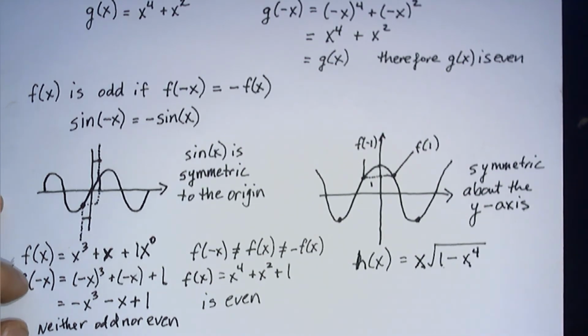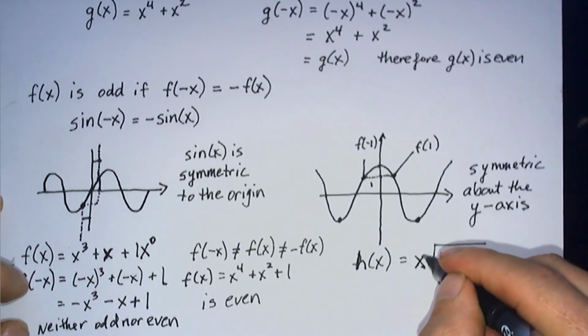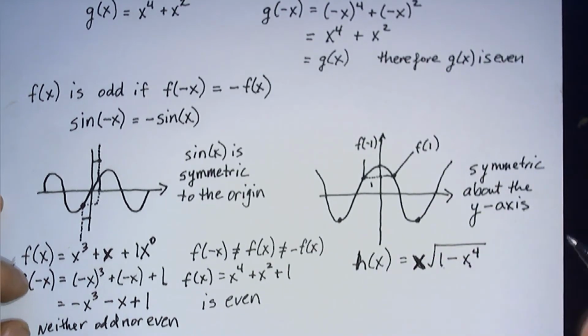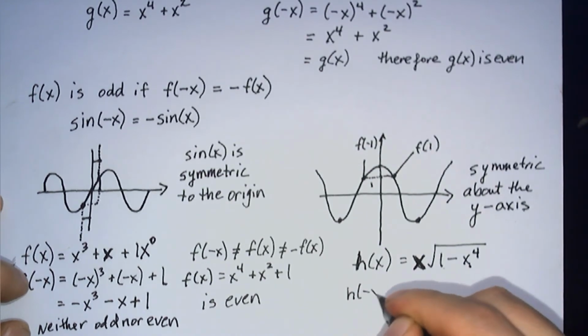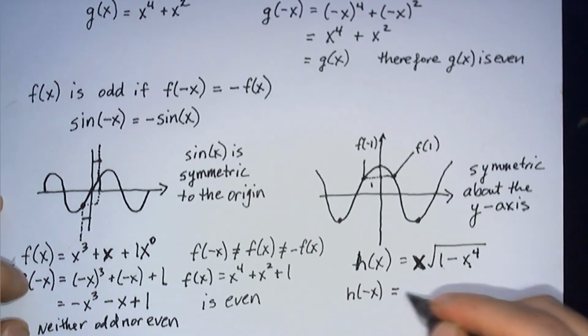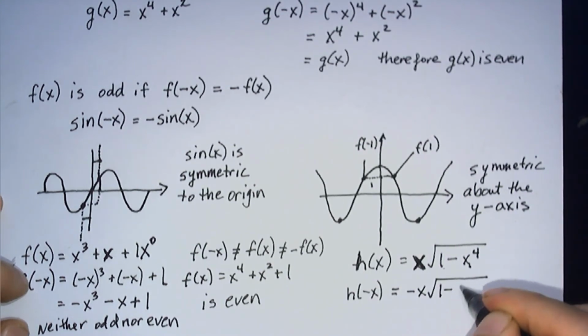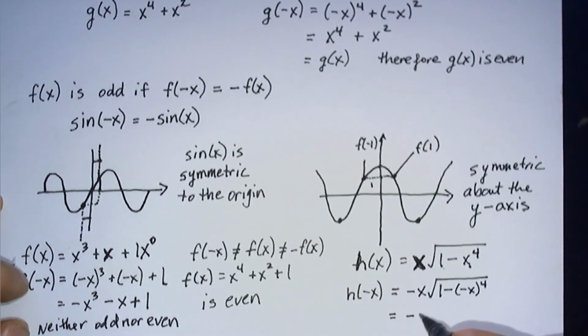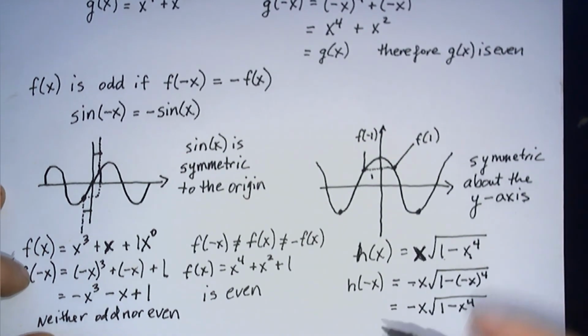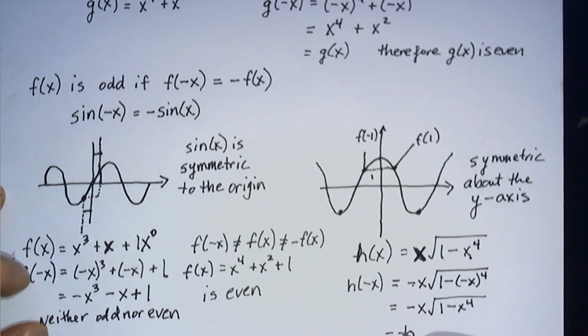But all I'm concerned with is what's its symmetry. Okay, so I'm going to find h of negative x. So h of negative x is negative x times the square root of 1 minus negative x to the 4th, which is negative x times, so this isn't going to change, but this is going to become positive again. And that is the sign that we have negative h of x.